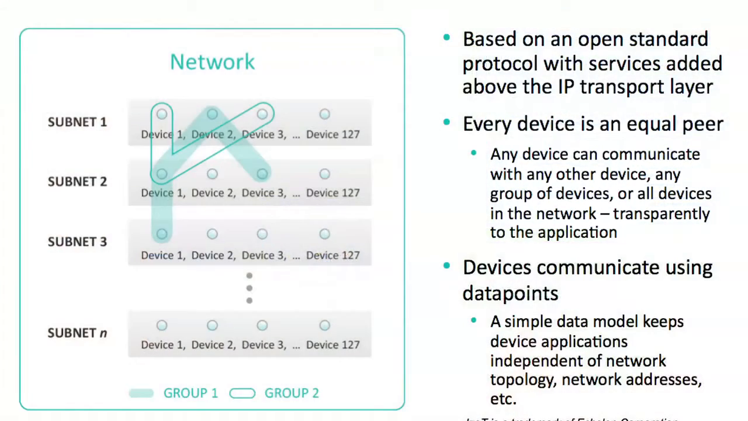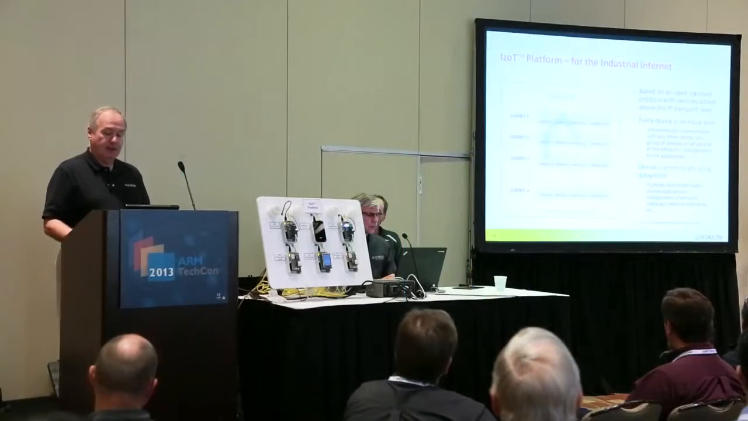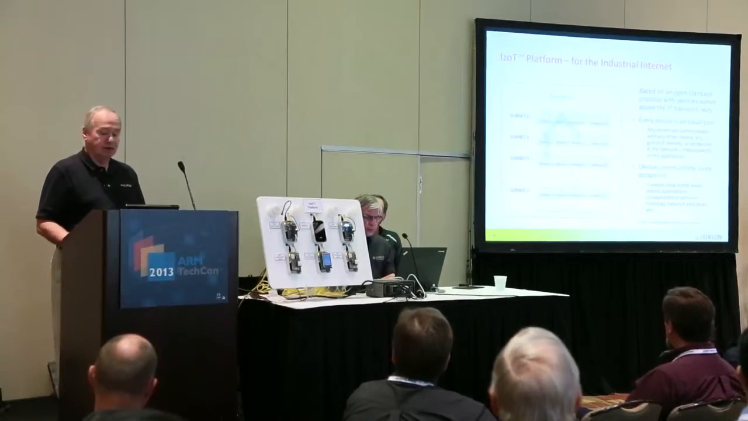So in the industrial Internet of Things, every device is an equal peer. Devices can communicate with each other or with a group of devices. Groups can span multiple links. Links can be different physical media. And devices communicate using a notion we call data points.